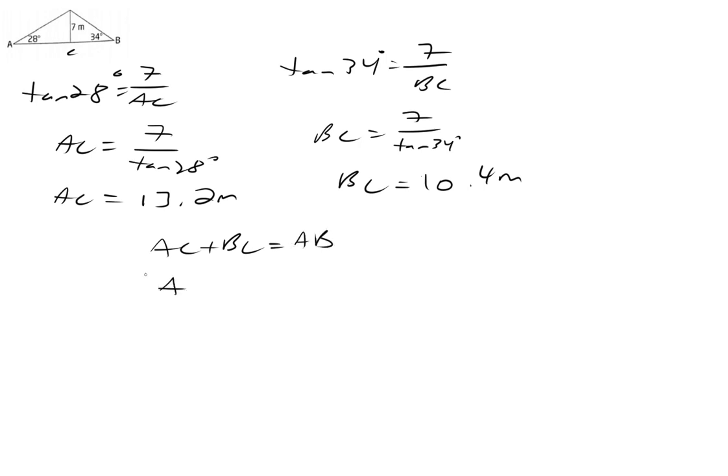So AC is 13.2, BC is 10.4, this will be equal to AB. So AB will be equal to, and for these values I'm using the exact values from my calculator, by the way. So I will get an answer approximately 23.5 meters. Once again, I am using the exact values here.